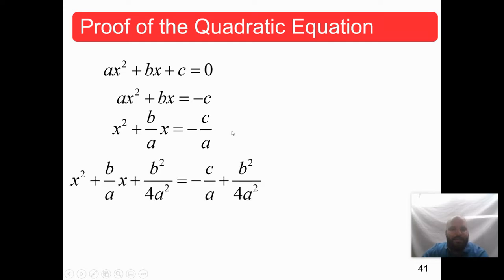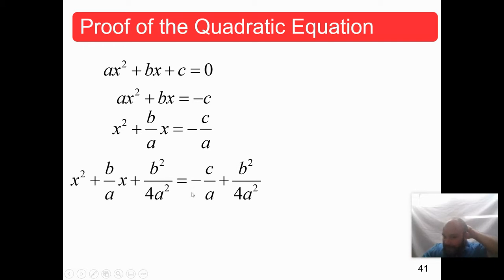The next thing to do is to complete the square. So off to the side, if you were to take b over a and divide it by 2, you would end up with b over 2a. And then when you squared that, you would get b squared over 4a squared. And so they added the new term, b squared over 4a squared, on this side. And then they added the b squared over 4a squared on this side. So they had this equation and they added the same term to both sides. Okay, and that is that b over 2, the quantity squared.